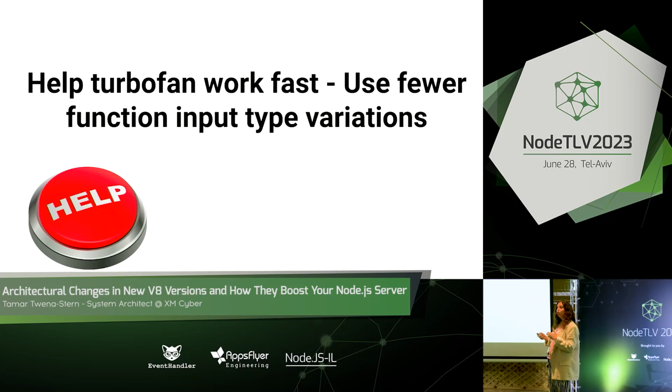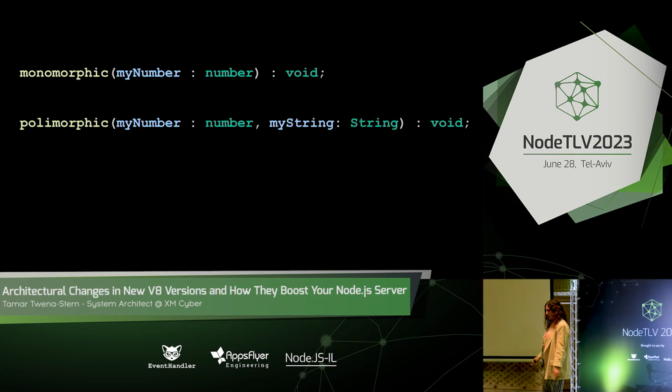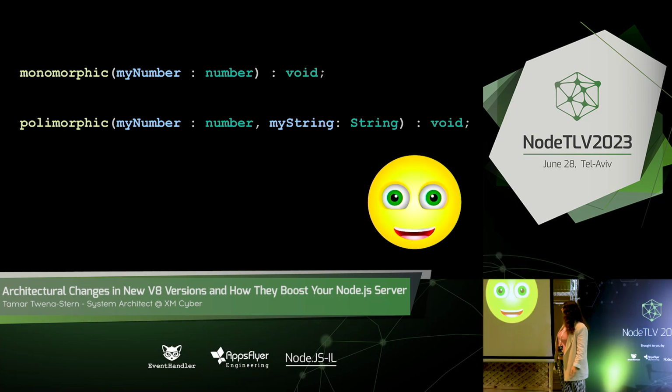We want to help TurboFan work fast, because TurboFan is the component that can make our performance really the best. In order to make TurboFan work fast, you need to use fewer input types in your functions. You see here that this function is monomorphic, which means that it has one input type. It's not the number of parameters, it's the number of types. And that function is polymorphic. It has two types.